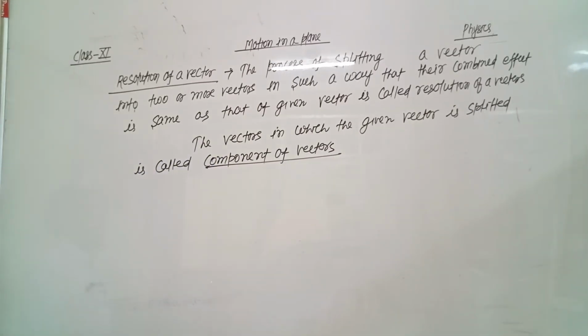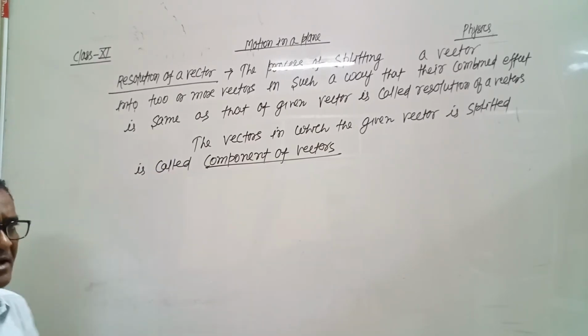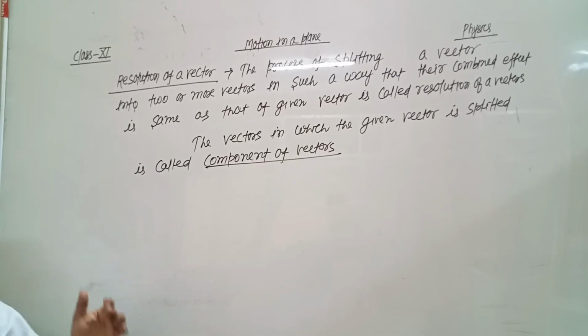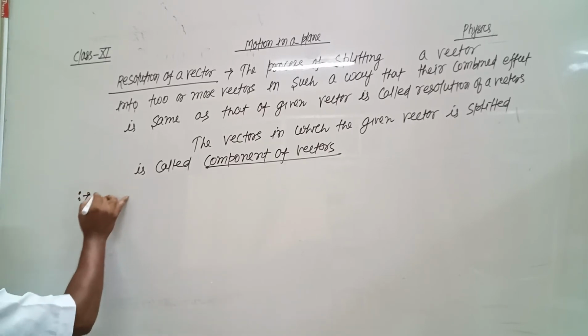If a vector A is split into two vectors, then those two vectors are called components of a vector. And what is the resolution of a vector? The process of splitting a vector into two or more vectors in such a way that their combined effect is the same as that of the given vector. And the vectors into which the given vector is split are called components of the vector. Now we see the resolution of a vector.